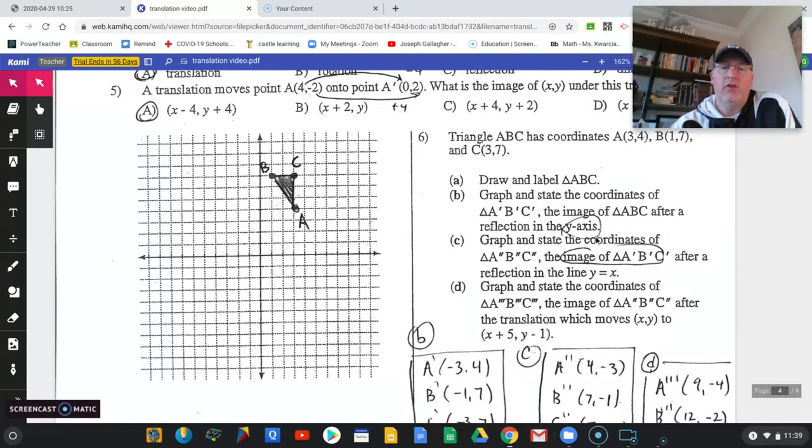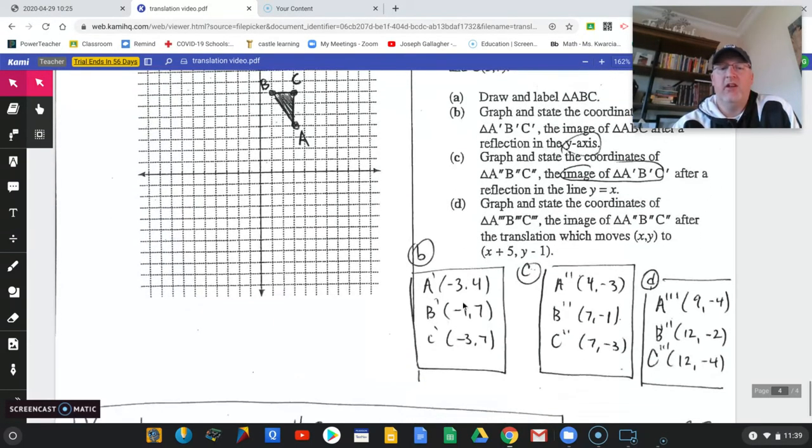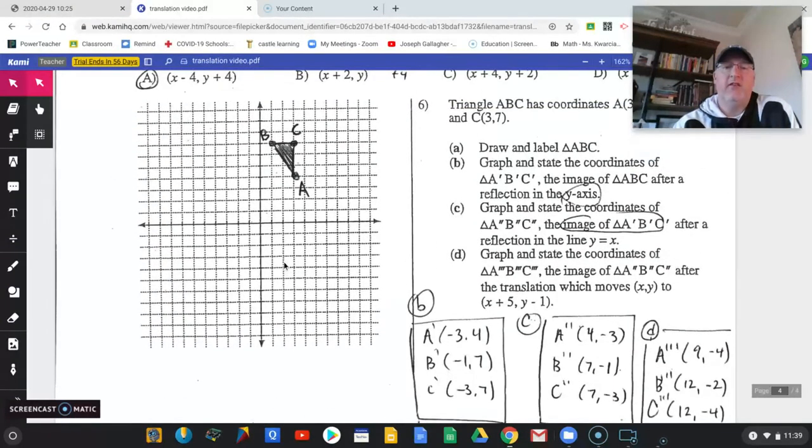So quick review. When you reflect across the y-axis, you negate the x value. The x value is the first one. So (3, 4) turns into (negative 3, 4). (1, 7) turns into (negative 1, 7), and (3, 7) turns into (negative 3, 7). I would say graph all these up here, and you'll notice that it flipped across the y-axis. The only thing I ask, make sure you definitely label it as A prime, B prime, C prime.